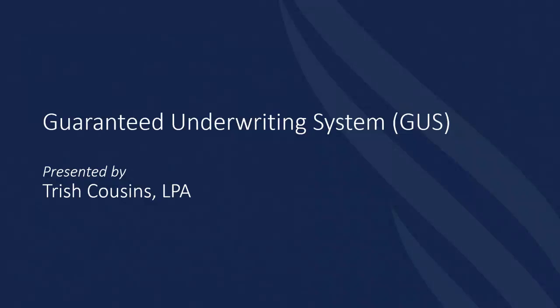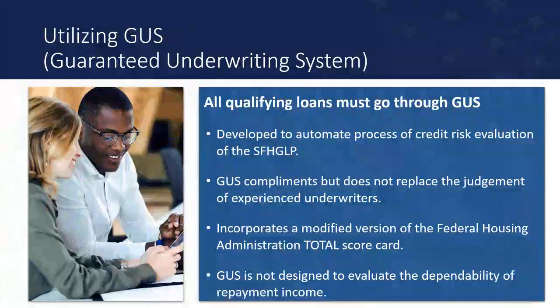We are going to go over the Guaranteed Underwriting System, aka GUS. So let's get started. Rural Development uses a system called GUS, which stands for Guaranteed Underwriting System. We do love our acronyms. So all qualifying files must be submitted through GUS. We do cover files that are not required to be submitted through GUS later in the presentation, but those are actually even started in GUS.